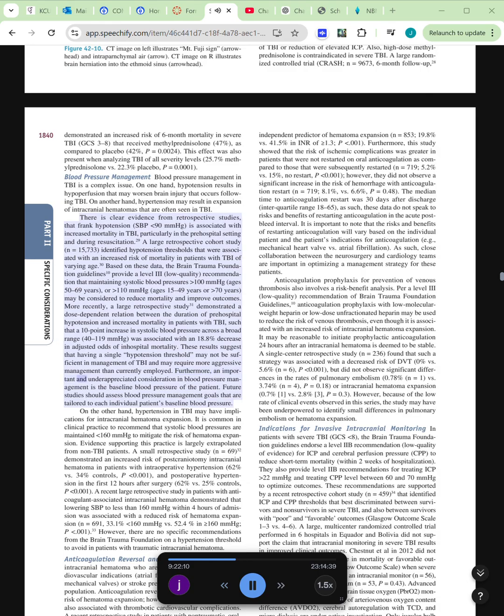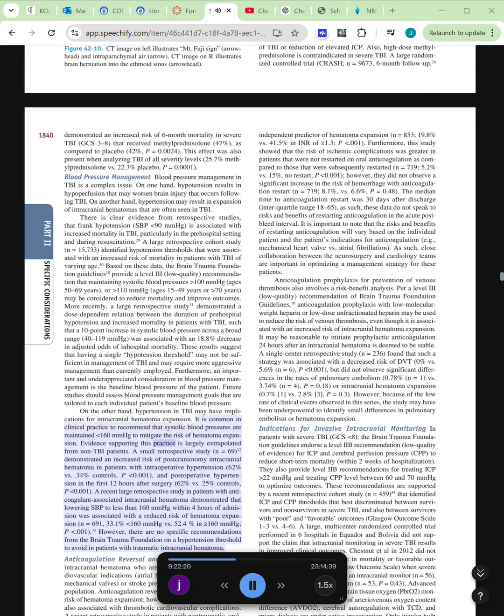Furthermore, an important and underappreciated consideration in blood pressure management is the baseline blood pressure of the patient. Future studies should assess blood pressure management goals that are tailored to each individual patient's baseline blood pressure. On the other hand, hypertension in TBI may have implications for intracranial hematoma expansion. It is common in clinical practice to recommend that systolic blood pressures are maintained less than 160 mmHg to mitigate the risk of hematoma expansion.